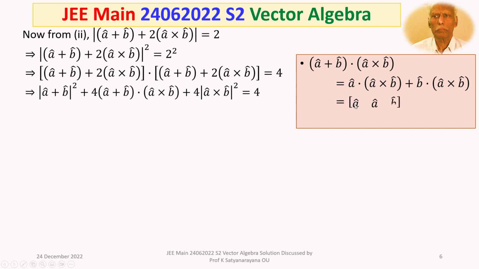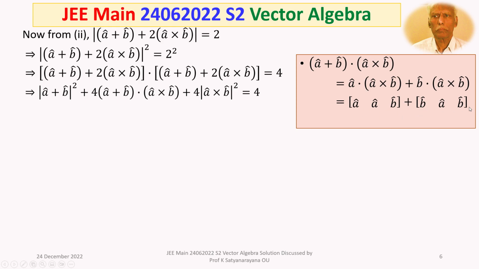So that is [a, a, b], which means the box product of the vector a with itself and b. If you take its box product, you get a determinant in which the components of a are in the first row, the components of a are in the second row, and the components of b are in the third row. What you see is that two rows are identical, therefore this box product, the scalar triple product, is 0.